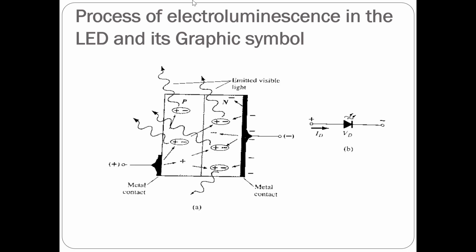Next, the process of electroluminescence in the LED and its graphic symbol. Here the LED has metal contacts on both sides, for the positive terminal and the negative terminal. At the top of the layer, the arrow mark indicates the emitted visible light, that means the brightness goes out through the surface. In the symbol, the positive is the anode and the negative is the cathode. The arrow mark direction indicates the outside, that means the brightness is illuminated to the outside of the surface.